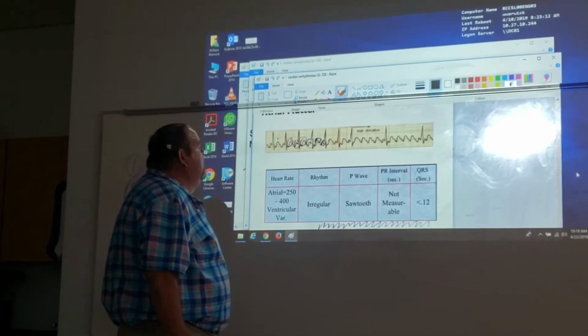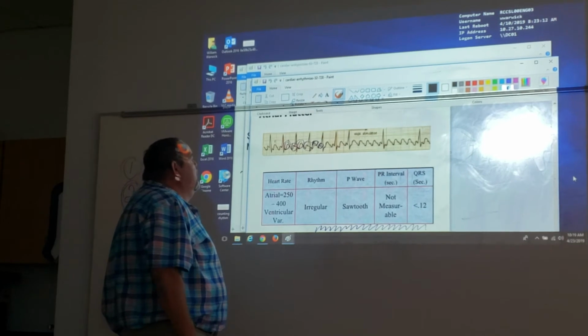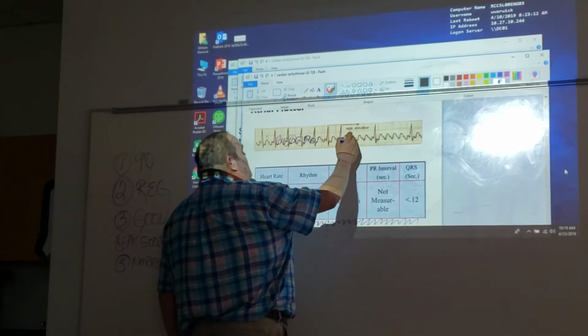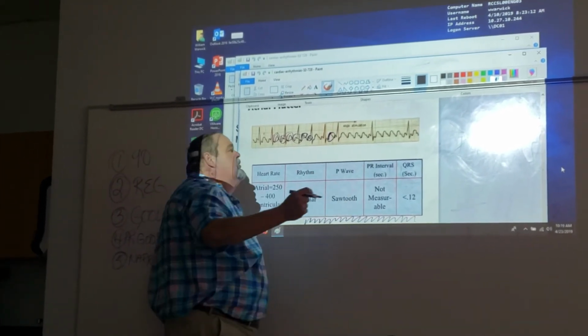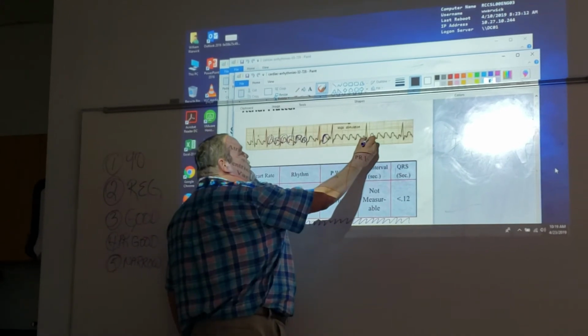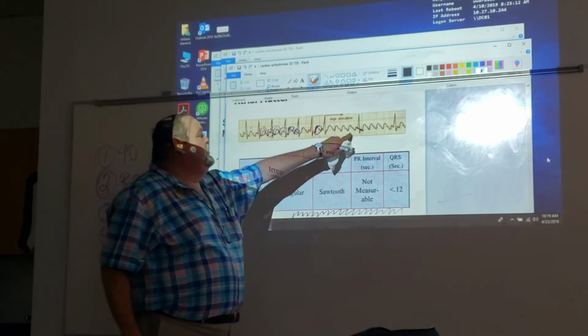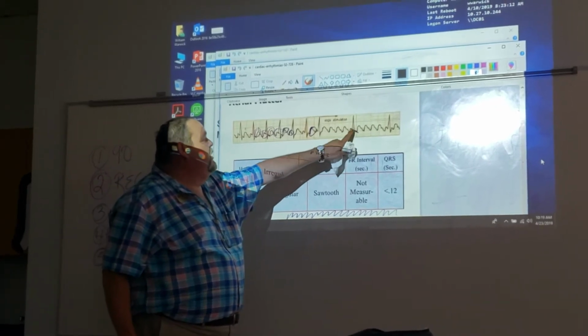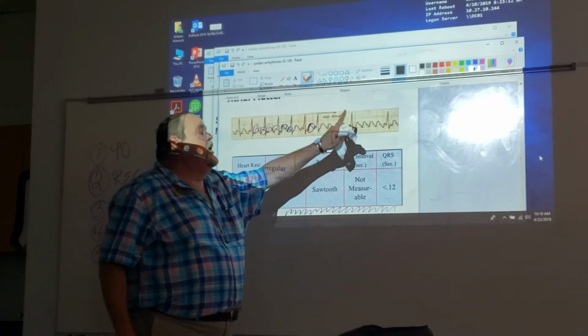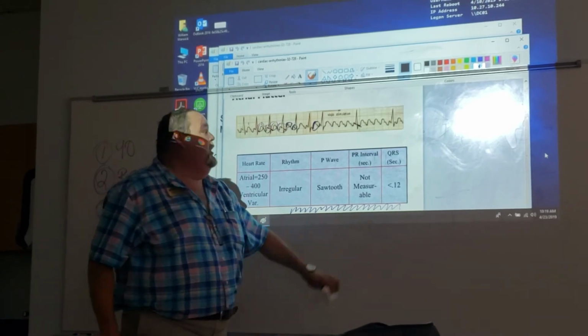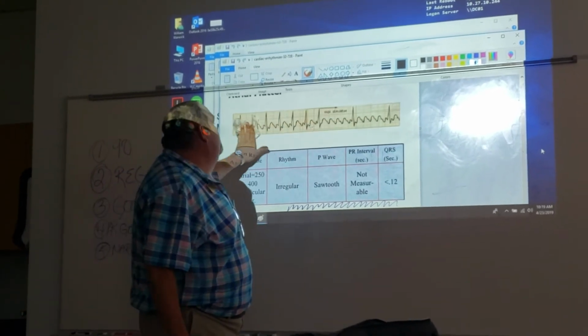Where? To the right of the QRS? Yes, those are P waves. The reason I said that, you see this right here going across? The reason that's not as high as these is because you got a QRS firing right in the middle of the P wave. Okay?